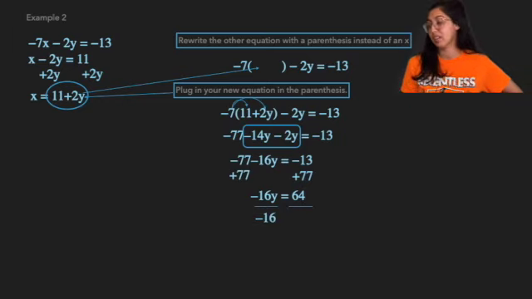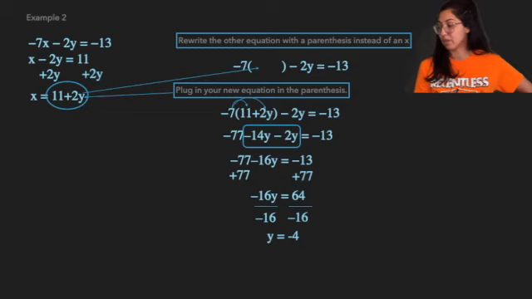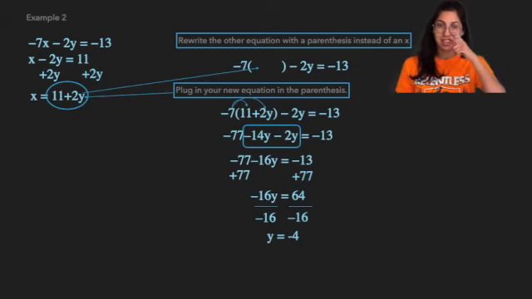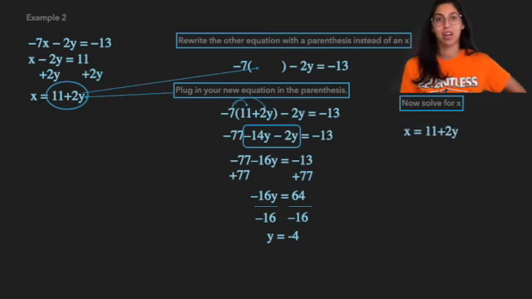Divide by negative 16 on both sides. Make sure you don't forget that negative. And you end up with y equals negative 4. Okay? So you're not done. You still have one more step, which is to now solve for x.